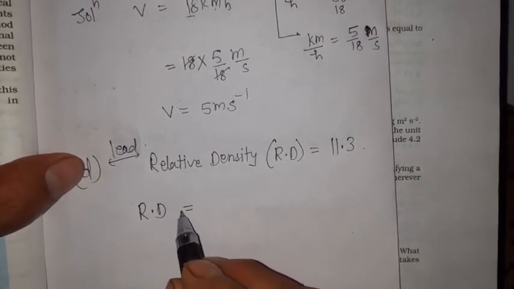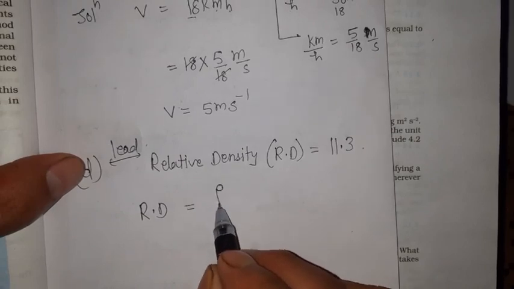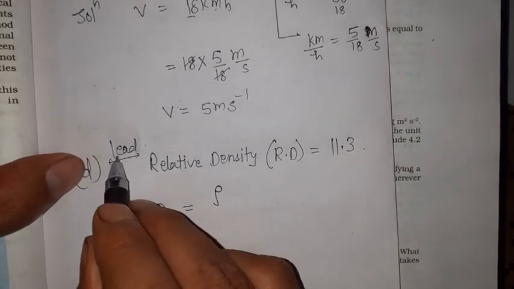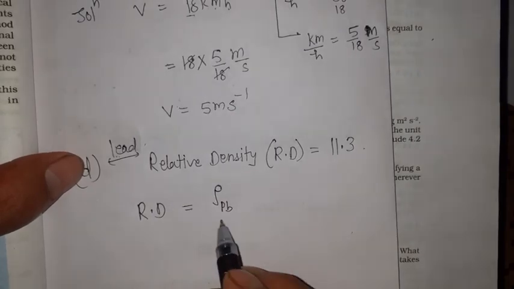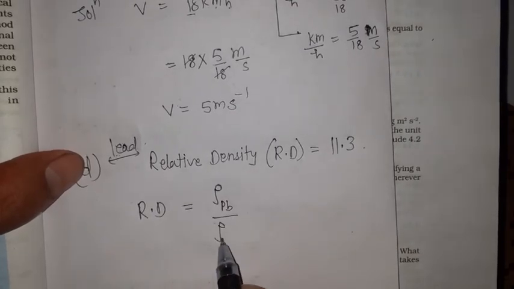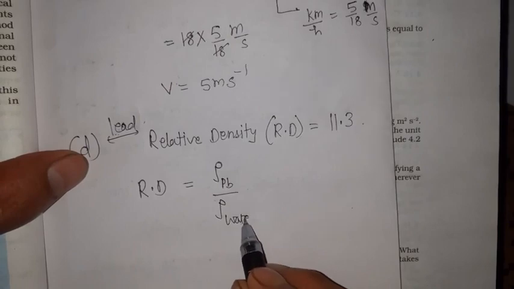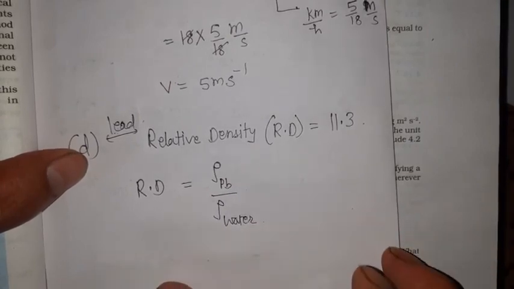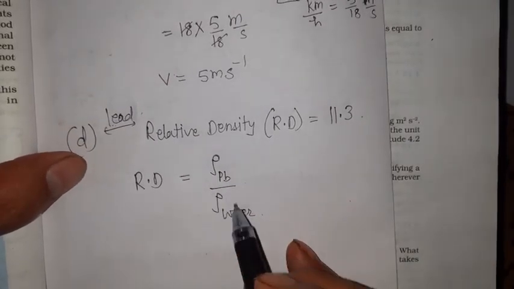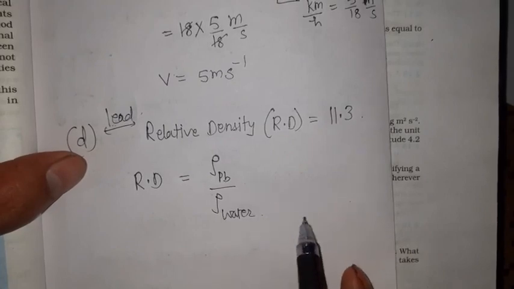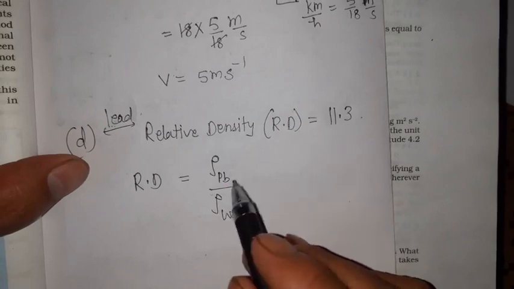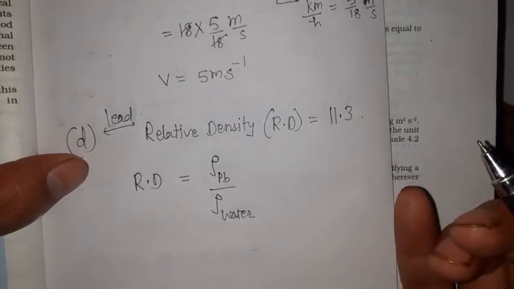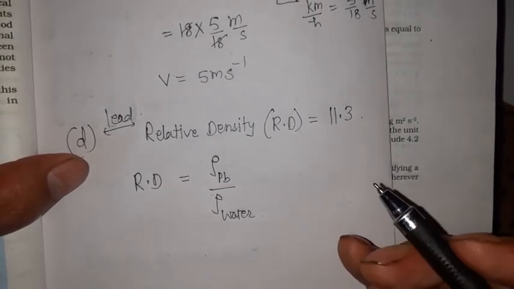So the formula of relative density is the density of the substance. So whose density is it? Of lead, so it is Pb for lead, upon the density of water at 4 degree Celsius. This is the formula. So density of lead upon density of water at 4 degree Celsius is equal to relative density. Okay, now they said to keep the answer in CGS as well as in SI.